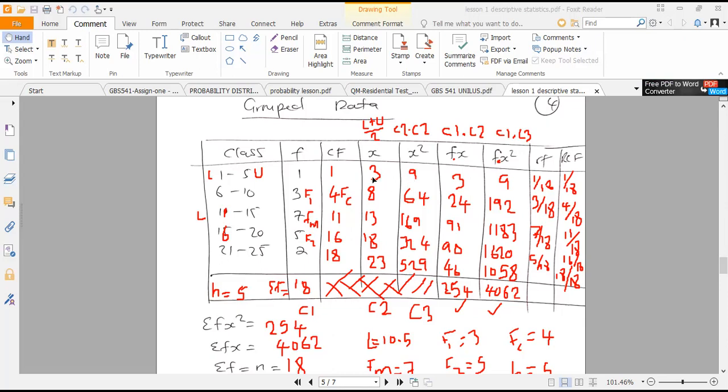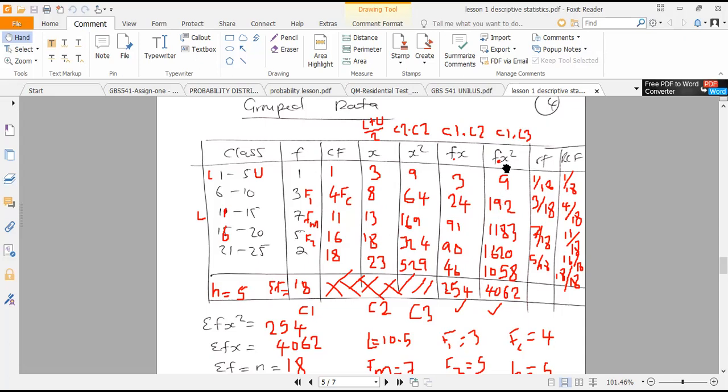X squared, you're just squaring. 3 squared is 9. 8 squared is 64. 13 squared is 169. 18 squared is 324. 23 squared is 529. So we don't need the totals if it doesn't have an f. We only need the totals where there's an f. So f times x. Multiply this f times the x column. So this is 1 times 3, 3. 3 times 8, which is 24. 7 times 13, which is 91, until the end there. That's how you find 254.